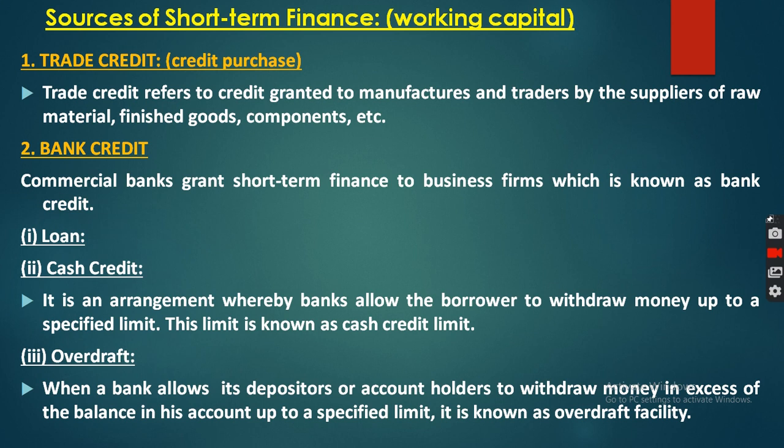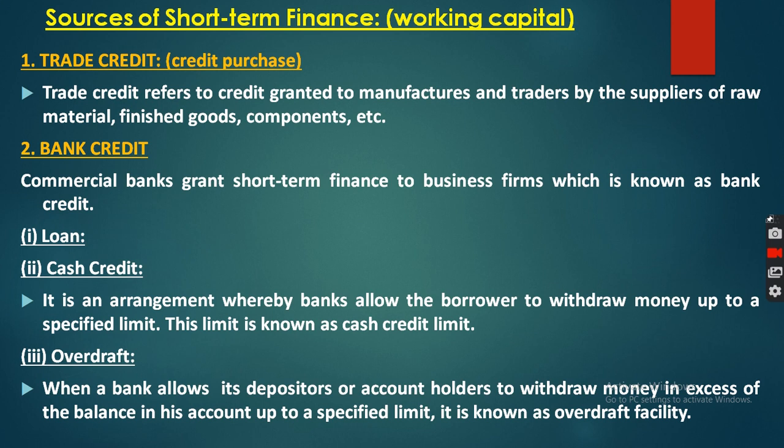Clear? So first, sources of short-term finance. Whenever the company has a need for short-term sources, short-term means for less than 1 year, clear, so for that period whenever capital is needed, at that time the company has to use this type of source. So first one, trade credit. Trade credit means credit purchase.